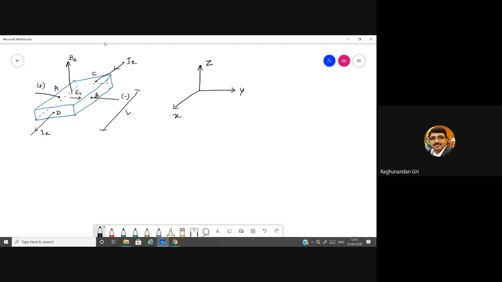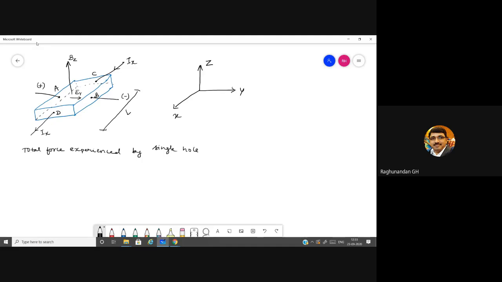Now, this is about the theory part. If they ask you to explain Hall effect, this much you have to explain with the diagram. Now, if they ask you to derive the necessary expressions, then you have to start with the derivation. The first one is the total force experienced by a single hole.